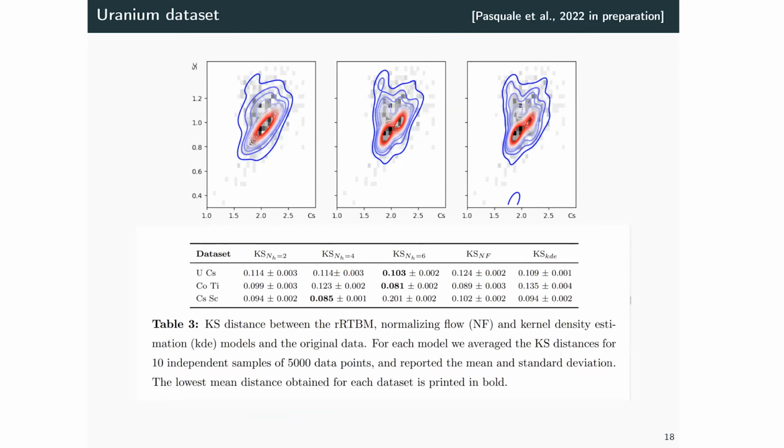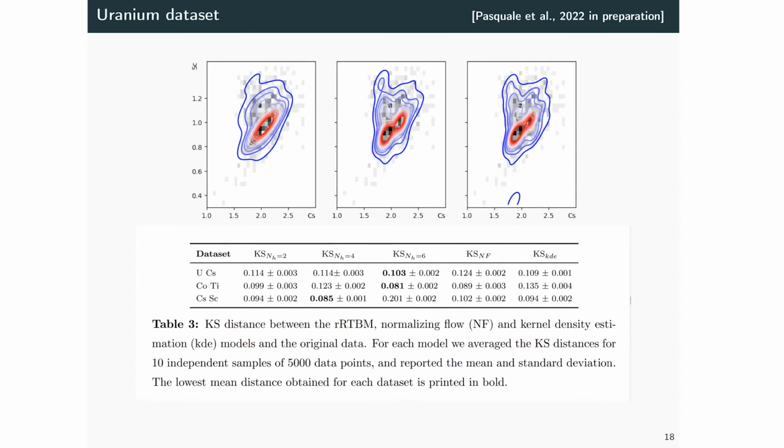We computed the Kolmogorov-Smirnov test in 2 dimensions in order to evaluate the performance of our model. And as we can see, in this particular case, we get lower values by using the Riemann-Theta Boltzmann machine compared to the normalizing flow or the kernel density estimation.